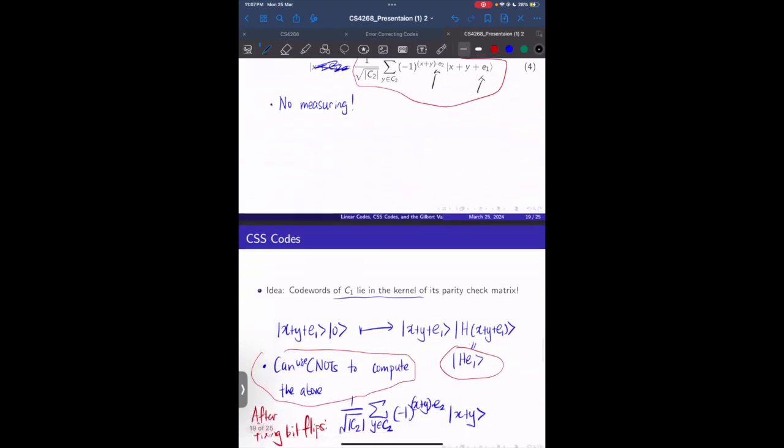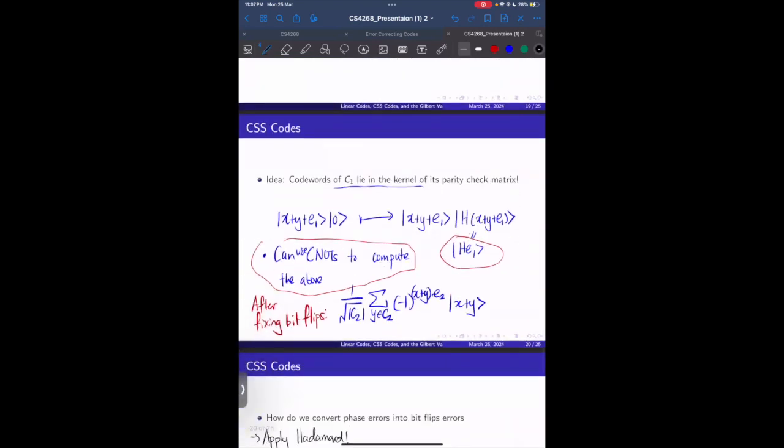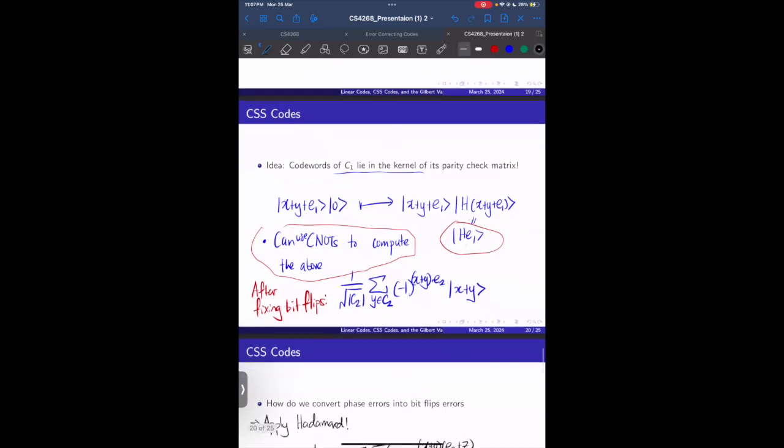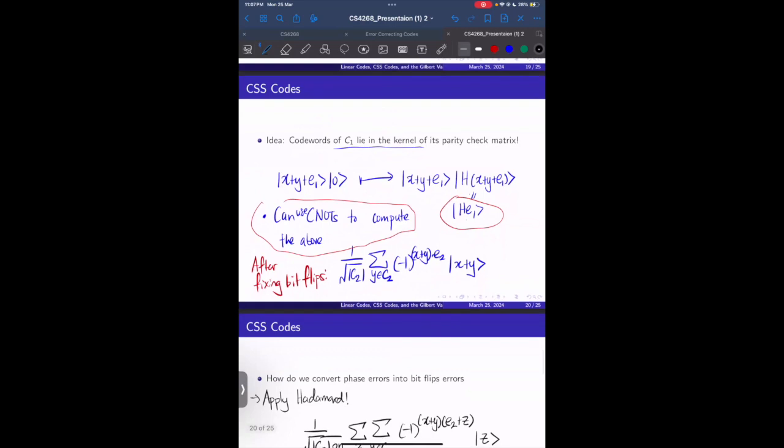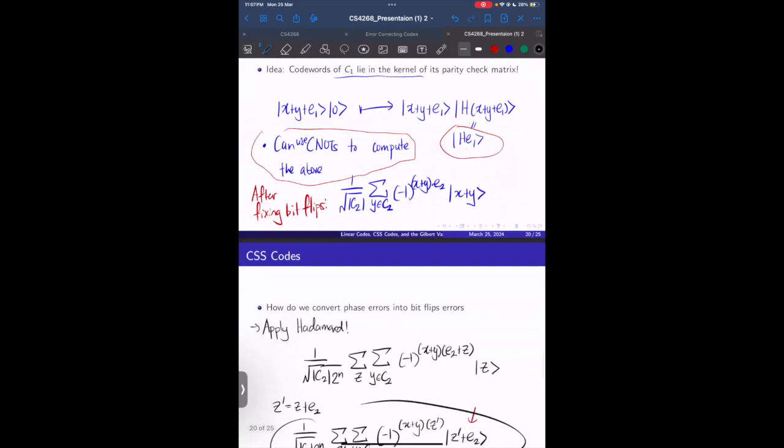it's game over already. So we have to find a way to compute the syndrome without actually measuring it. And what we did is we added a bunch of ancillas, computed a syndrome using a bunch of CNOTs to do the parity check matrix. And since this state is in the kernel of the parity check matrix, the output will just become the syndrome, right? And then we corrected for the errors just by applying Pauli X.